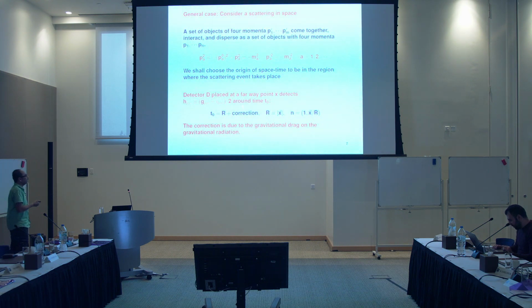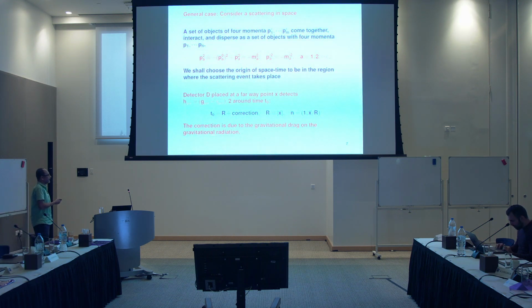This signal will reach the detector at some time t naught, which is given here. So, t naught is given by r plus a correction. r, because gravity waves of course travel at the speed of light, right. So, to travel a distance r, which is just mod x, it requires a time r, but there are corrections because of the gravitational drag on the gravitational radiation, because the gravity wave is not propagating in flat space time, it is propagating in the background of all the other objects which are around. So, it will have some logarithmic correction to r, and that is what gives the time of arrival of the gravitational wave signal.